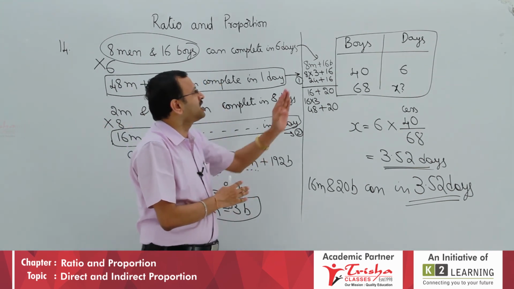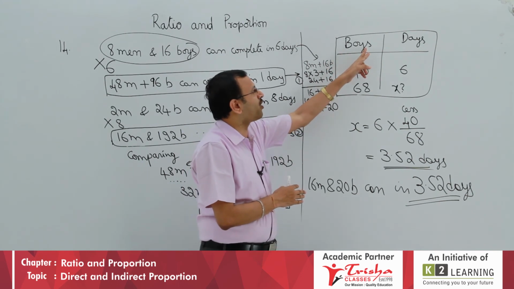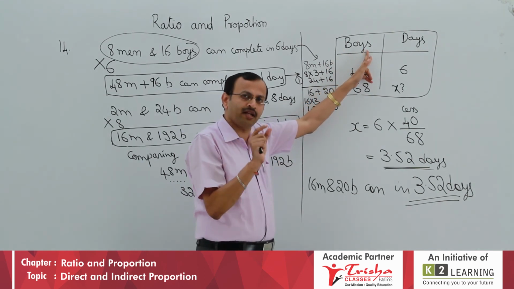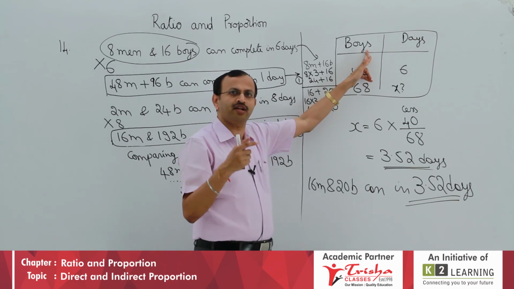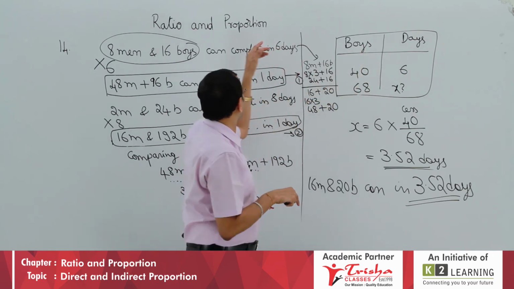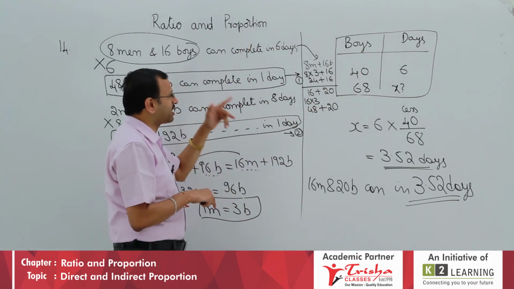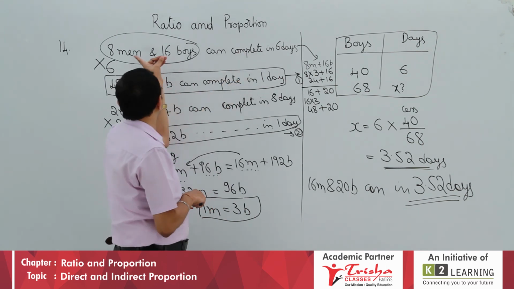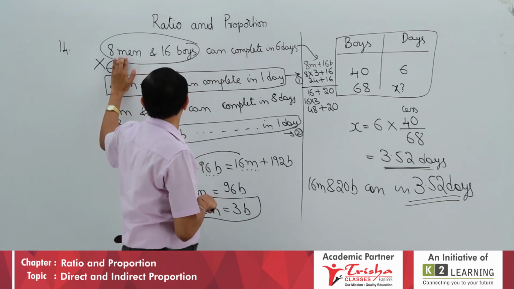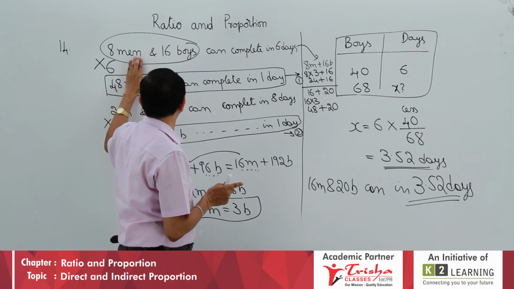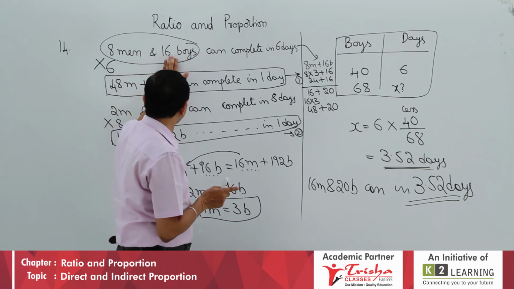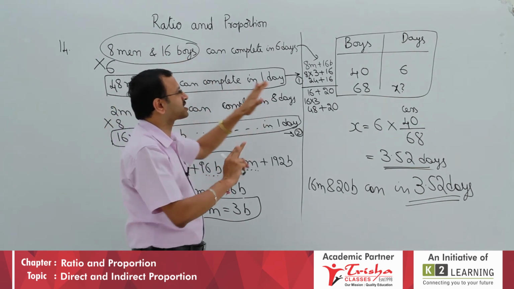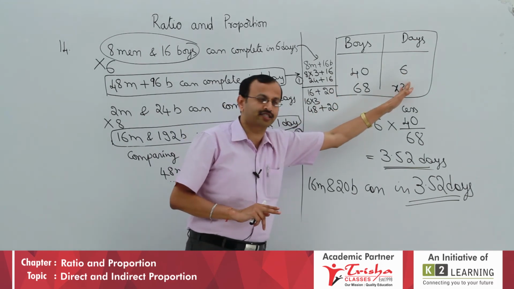Once that is done, don't take men and boys. As we discussed, you have to take only men or only boys. Lower unit of work is boys, so I have taken boys. I can take 1, 2, 3, 4, any one. I have taken this first line: 8 men plus 16 boys. 1 man, 3 boys. 8 into 3, 24 boys, plus 16 boys. Now I can add 24 plus 16, 40 boys, 6 days.